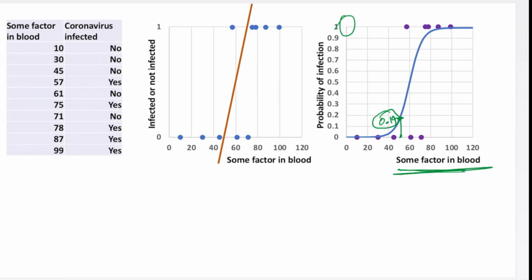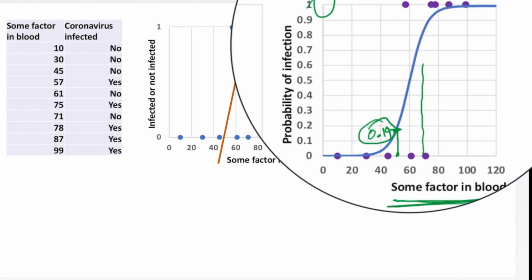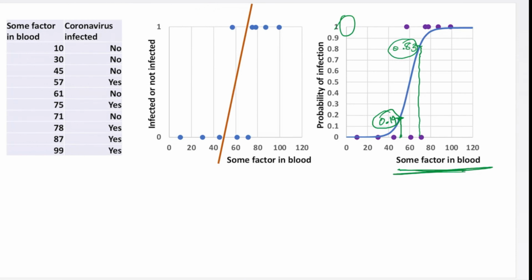Similarly, if we find that a sample contains a blood factor amount of 70, then with 70 we draw this line and we see that the patient has around 0.83 probability of being infected. That means the patient is highly probable to be coronavirus infected.